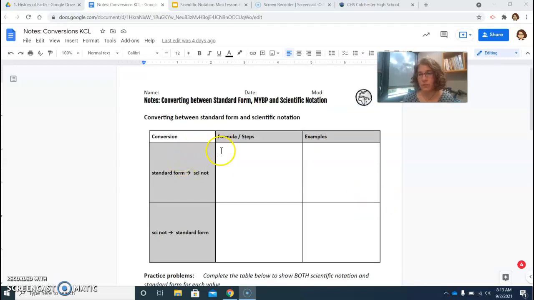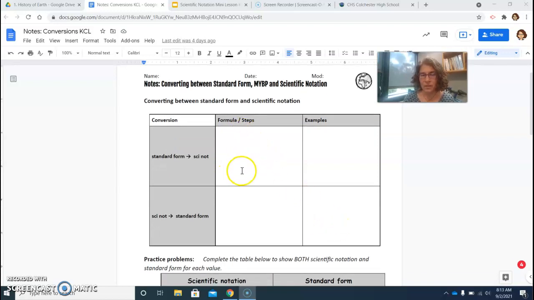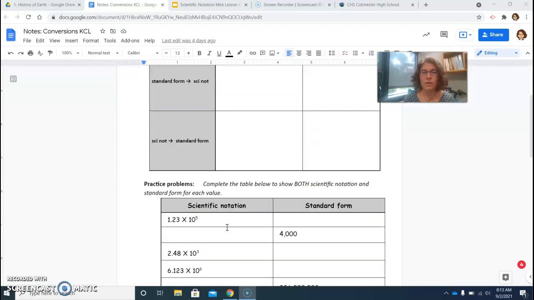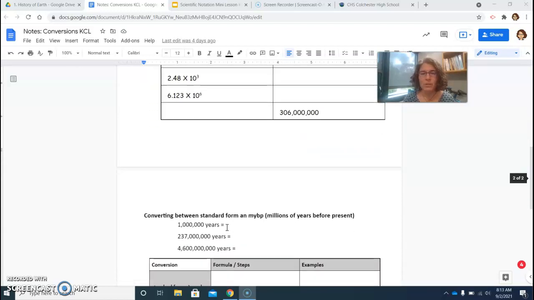So we'll first talk about converting between standard form and scientific notation. We'll go through the steps that you're going to need to take and a few examples. Then we'll go through how to convert from scientific notation back to standard form. You're then going to have an opportunity to pause and do a couple practice problems.